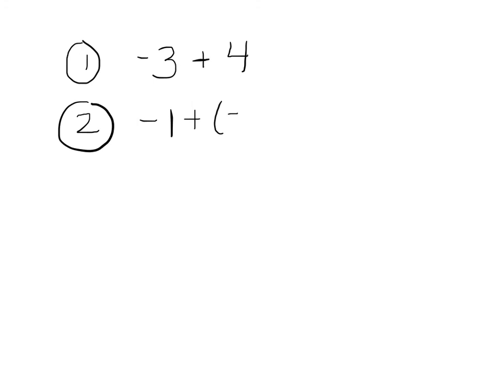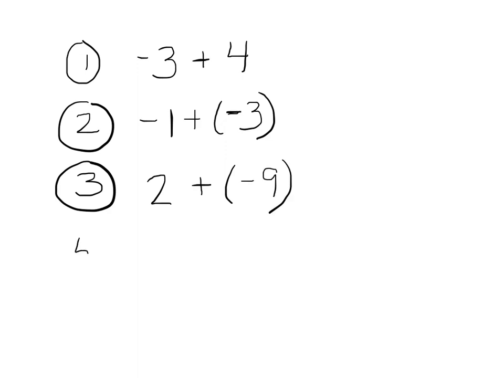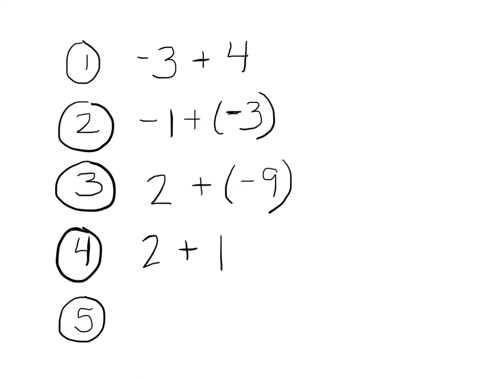So the 5 problems I'd like you to try. I would like to know what -3 plus 4 is. I would like to know what -1 plus -3 is. I would like to know what 2 plus -9 is. I would like to know what 2 plus 1 is, and hopefully you will know that, but once again, think about it in terms of the concepts that we covered. And the 5th and final question is, let's do -7 plus 3, and find an answer to that. So those are your 5 questions for tonight for homework.